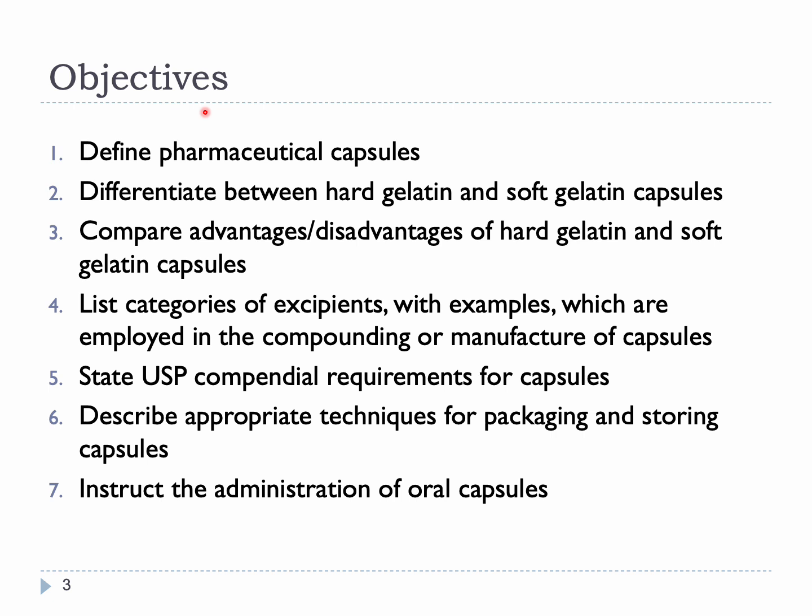After learning this lecture, students should be able to define pharmaceutical capsules, differentiate between hard gelatin and soft gelatin capsules, compare advantages and disadvantages of hard gelatin and soft gelatin capsules. List categories of excipients with examples which are employed in the compounding or manufacture of capsules. State USP compendial requirements for capsules. Describe appropriate techniques for packaging and storing capsules. Instruct the administration of oral capsules.